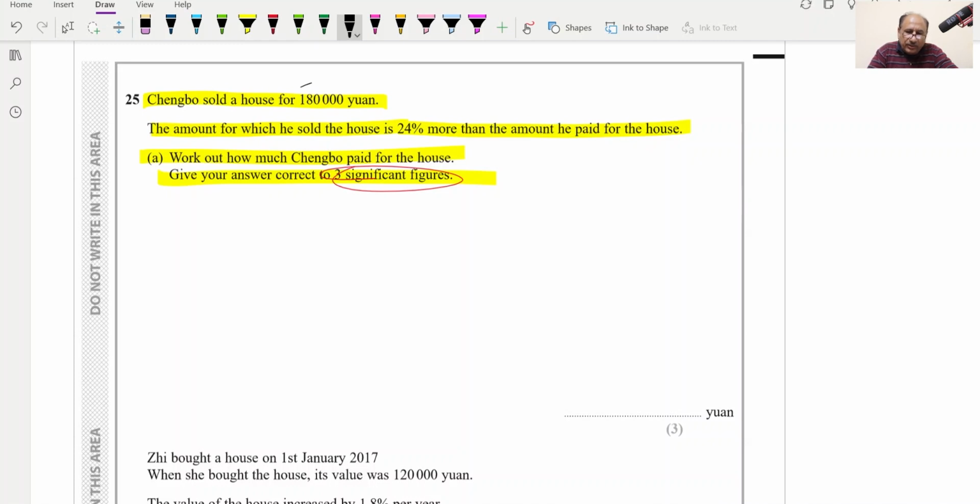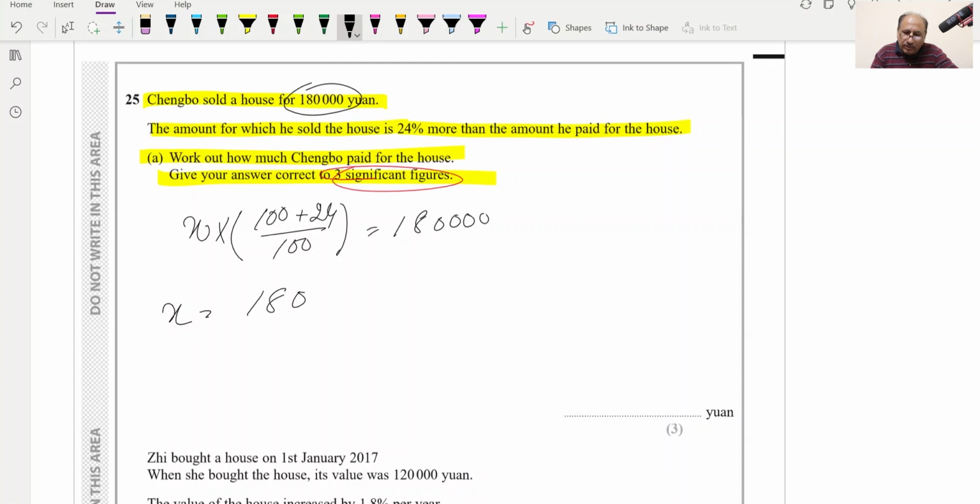So we can apply, this is the sold amount. The reverse percentage. This is a reverse percentage question. We don't know the original price, so we'll go to the original price. X we can take as original price, and 24% is increase. So 100 plus 24 divided by 100. And this one we can write it as 180000. This will be yuan, and x value will be equal to 180000 and multiply by 100 and divided by 100 plus 24, and we can check this value.